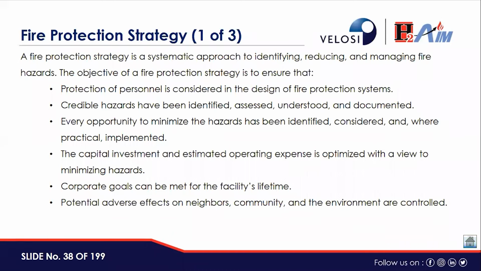It starts with the protection of personnel being considered in the design of fire protection systems. Whether the credible hazards have been identified, assessed, understood, and documented. Every opportunity to minimize the hazards has been identified, considered, and where practical, implemented or not. Then the capital investment and estimated operating expense is optimized with a view to minimizing the hazards. Then corporate goals can be met for the facility's lifetime. Potential adverse effects on neighbors, community, and the environment are controlled. So these are the objectives of the fire protection strategy.